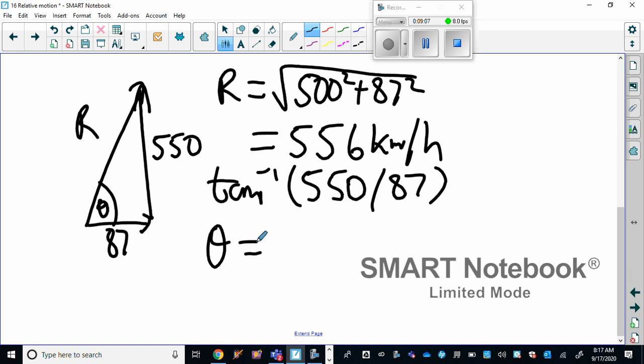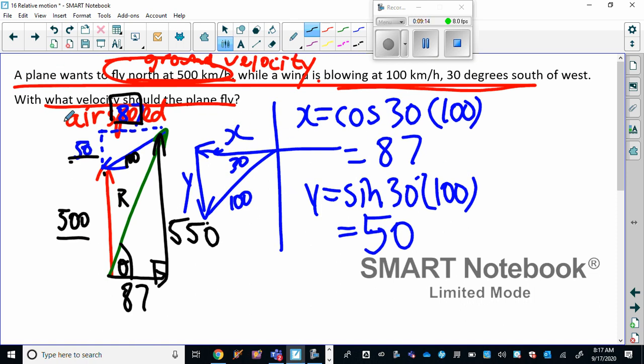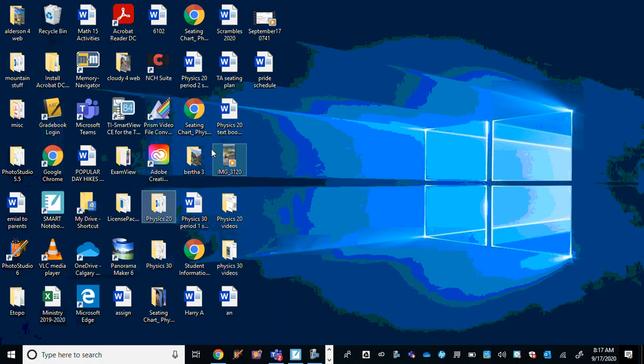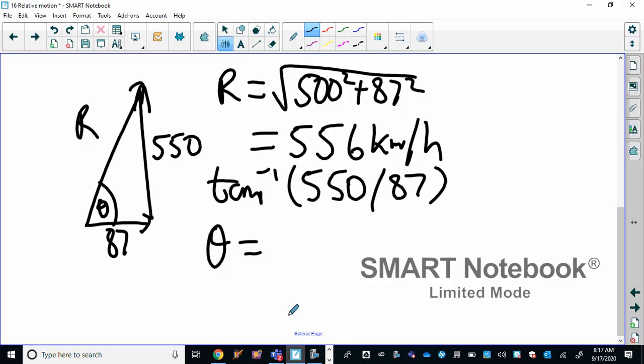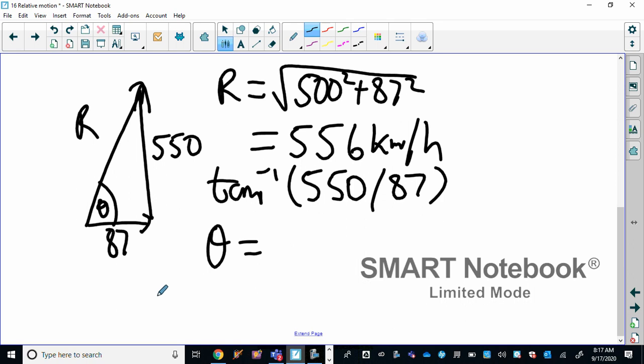Oh, I don't have the angle. I didn't calculate the angle. Why didn't I calculate the angle? In this question, it says with what velocity. So I do have to calculate the angle, and unfortunately, I didn't do it. And now I'm going to have to do it on my calculator, because my other calculator, the battery is dead. Sorry, this will give you a couple of seconds to soak it all in.